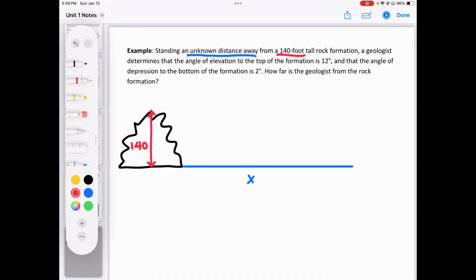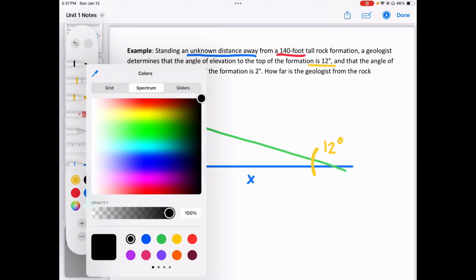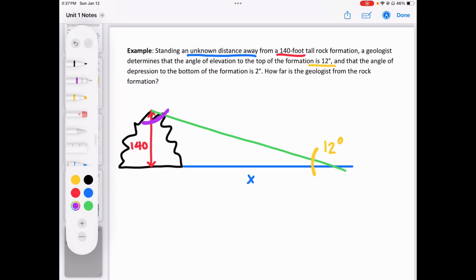And then the angle of elevation. So let's draw what that would look like. Angle of elevation is here, is going to be 12 degrees. And let's choose another color, maybe purple. The angle of depression is 2 degrees. It's obviously not to scale, but that's fine. We're interested in finding x, how far that geologist is.